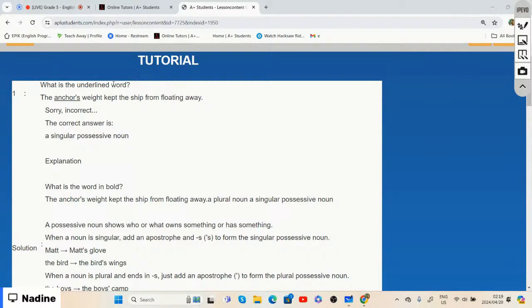All right, so we're going to the first one. The first one says, the anchor's weight kept the ship from floating away, right? The anchor, referring to one anchor. So the anchor's weight kept the ship from floating away. We need to say if it's a singular possessive noun, a plural possessive noun, or a plural noun.